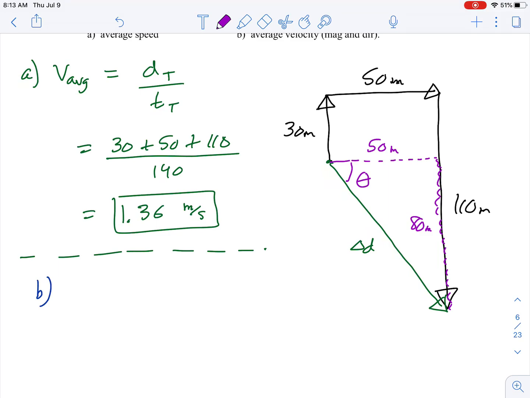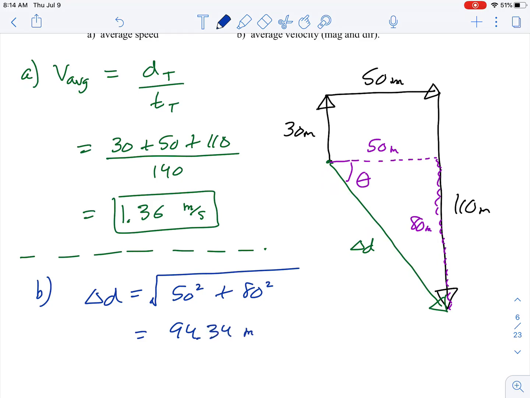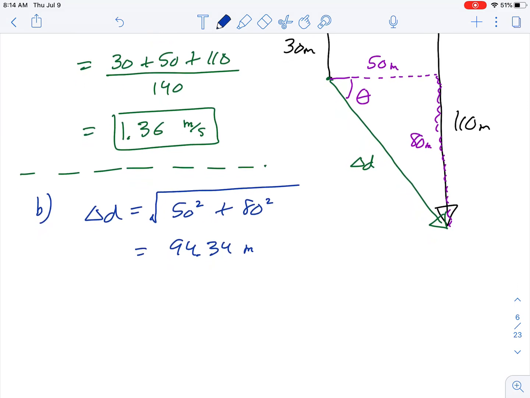Then with that smaller triangle, we can now solve this for delta D. So we see that delta D will simply be the hypotenuse, which is the square root of 50 squared plus 80 squared. And that's about 94.34 meters.